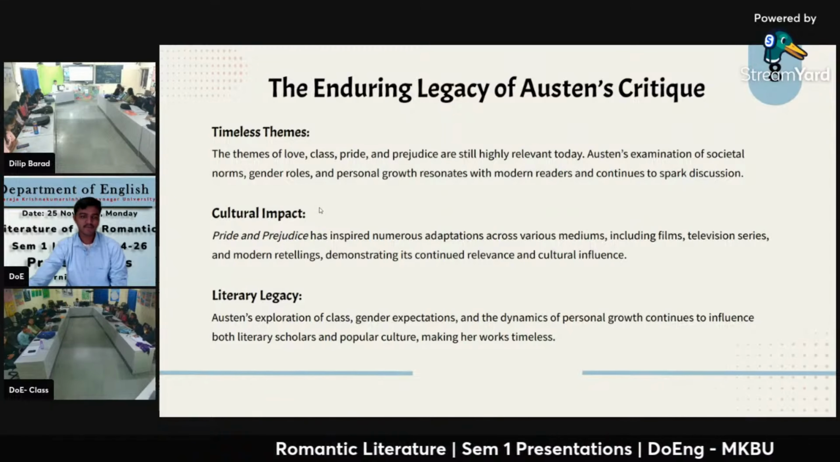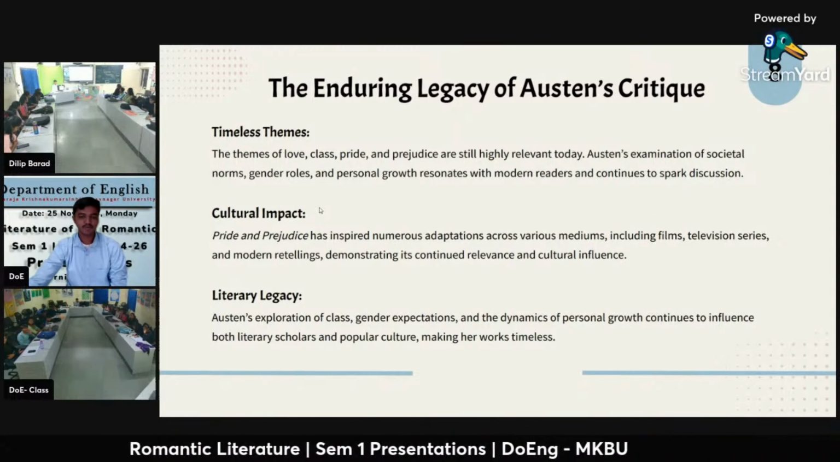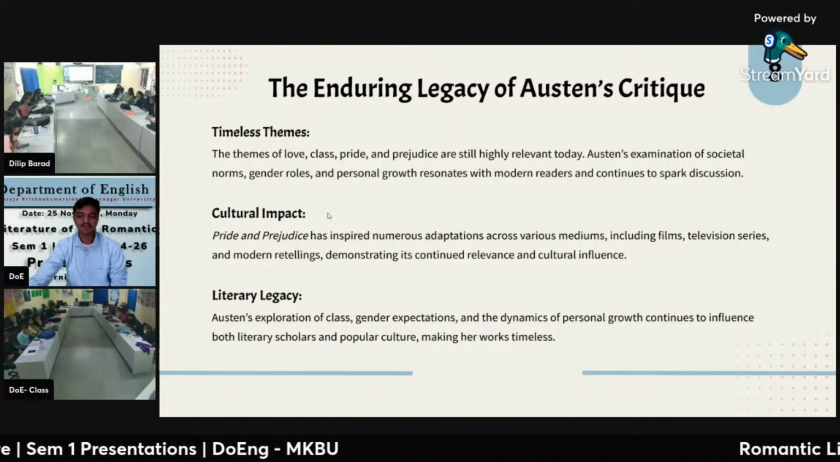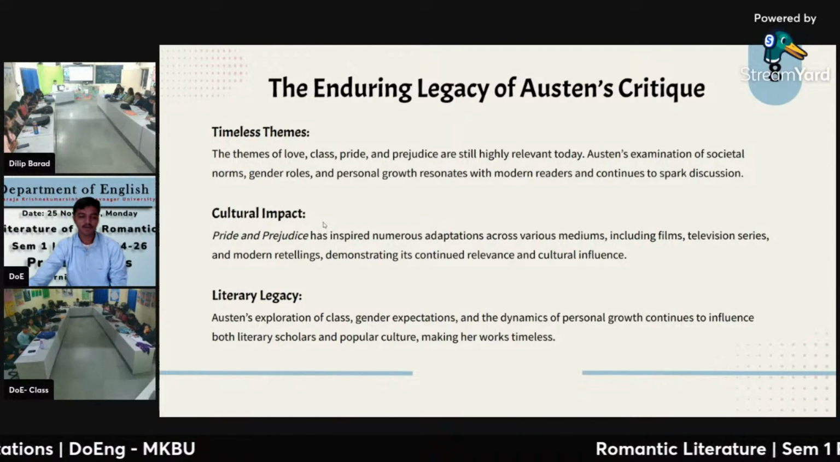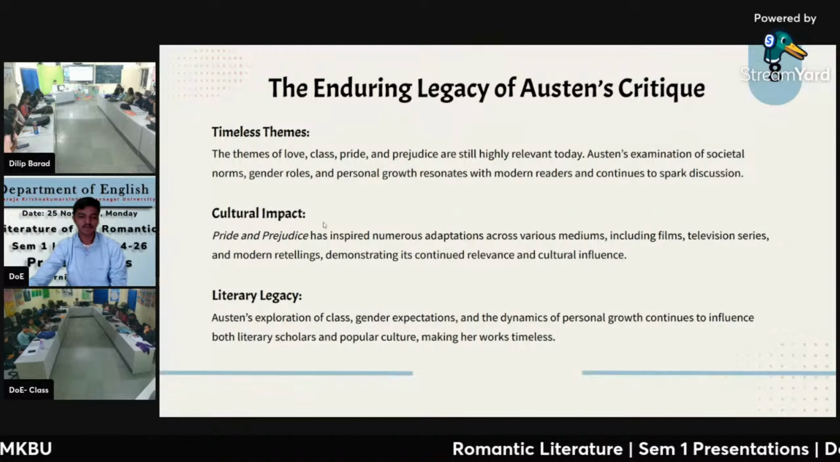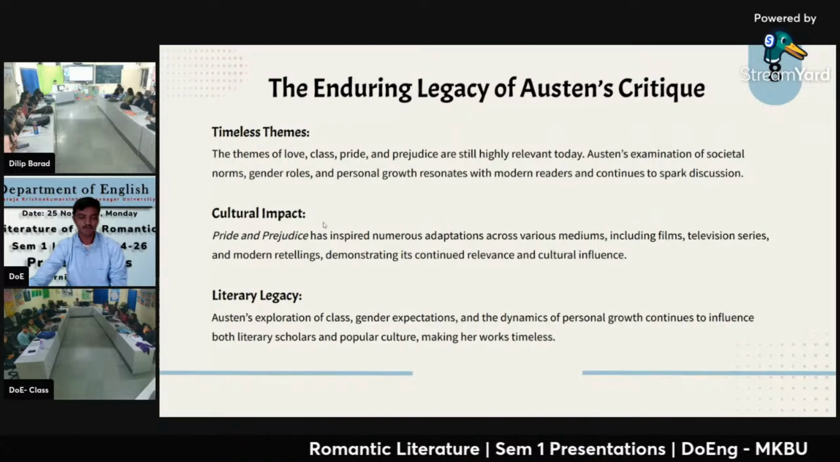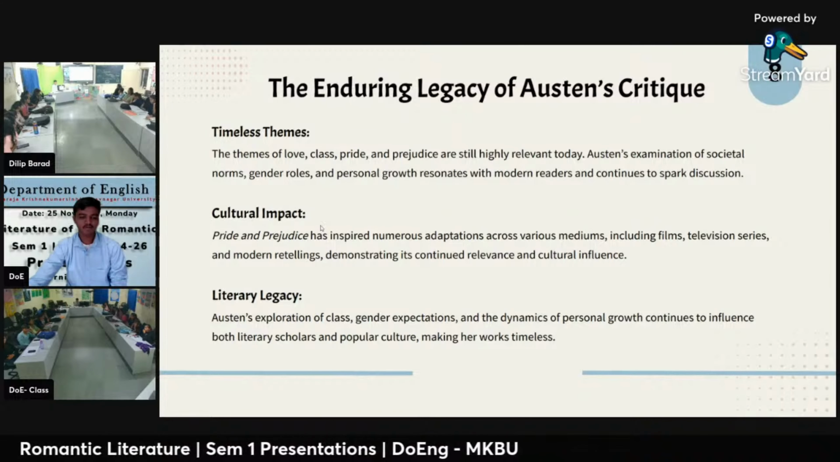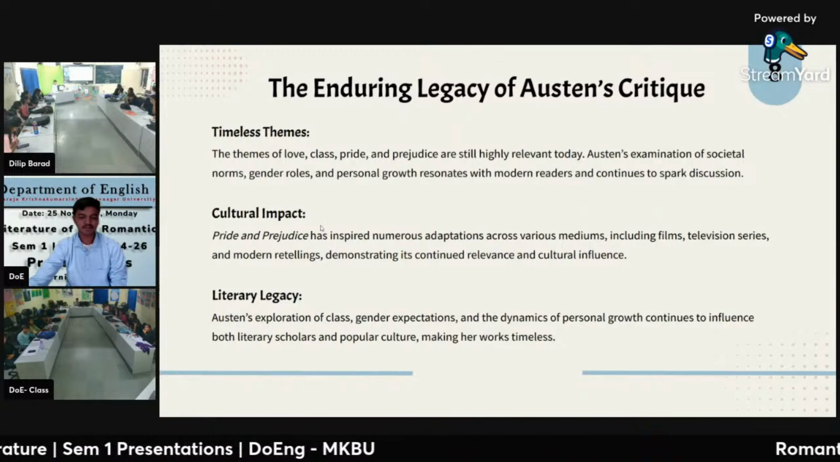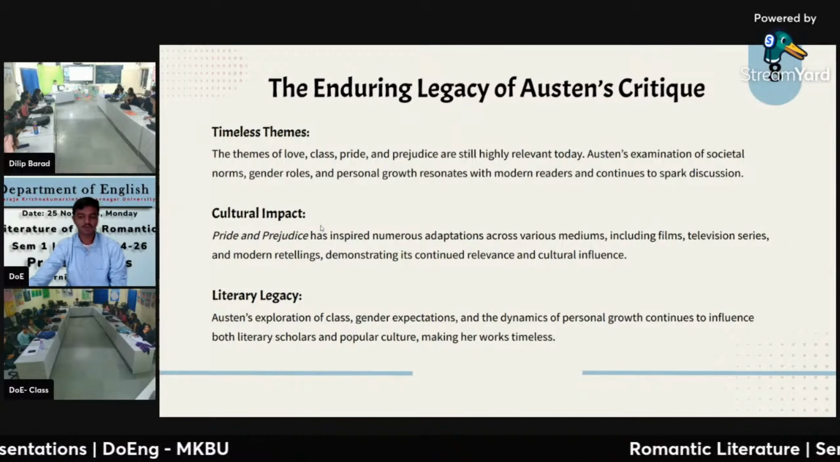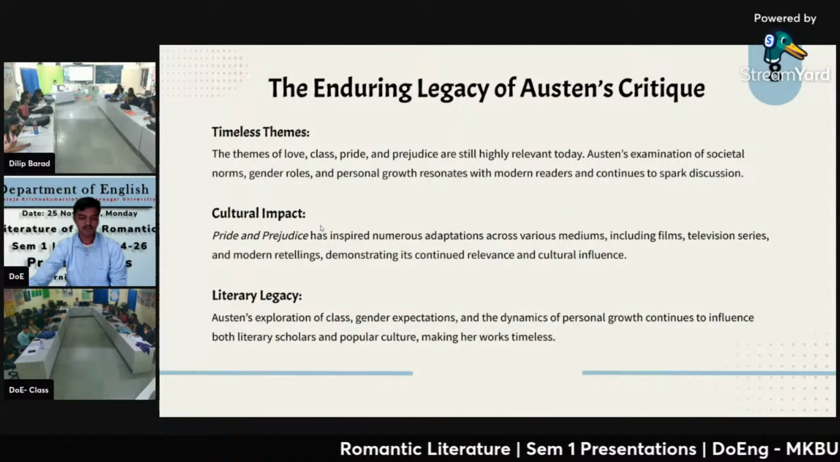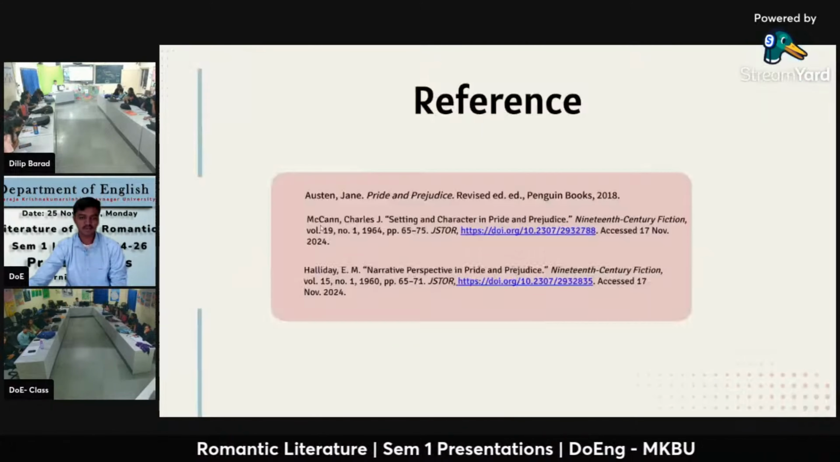Cultural impact. Pride and Prejudice has inspired numerous adaptations across various mediums, including films, television series, and modern retellings, demonstrating its continued relevance and cultural influence. Literary legacy. Austen's exploration of class, gender expectations, and the dynamics of personal growth continues to influence both literary scholars and popular culture, making her work timeless.